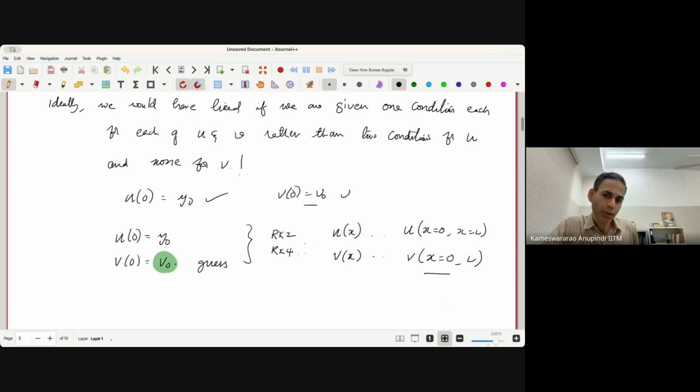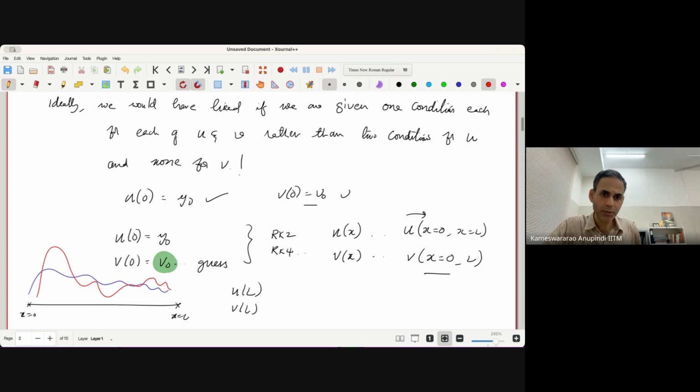But then we know that once I have reached here, I know the values of u at L and v at L, right? Think of it like some x equal to 0 and then some x equals L, and I'm able to integrate and solve for, let's say that is my u, and this is my v. I'm able to solve this, but as you recall, I have made a guess for v. So this v0 I have guessed, whereas this u0 is given. So this is the guess value.